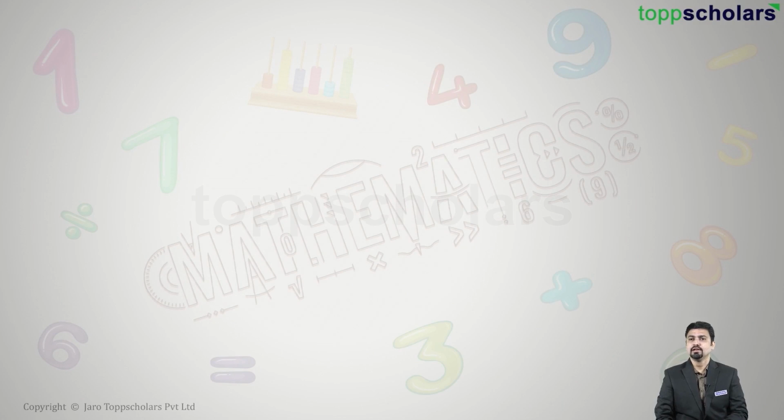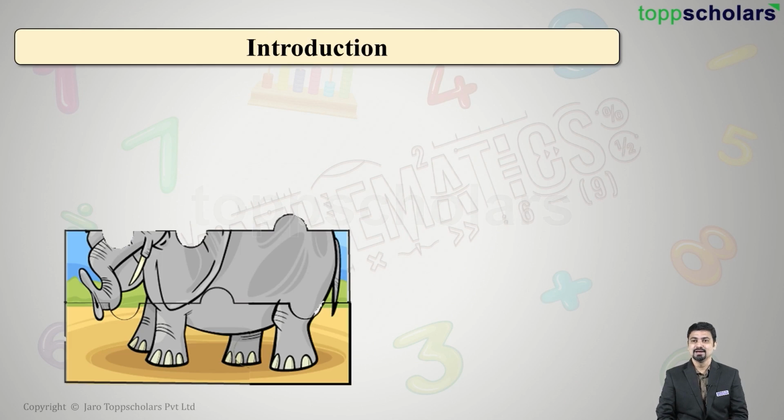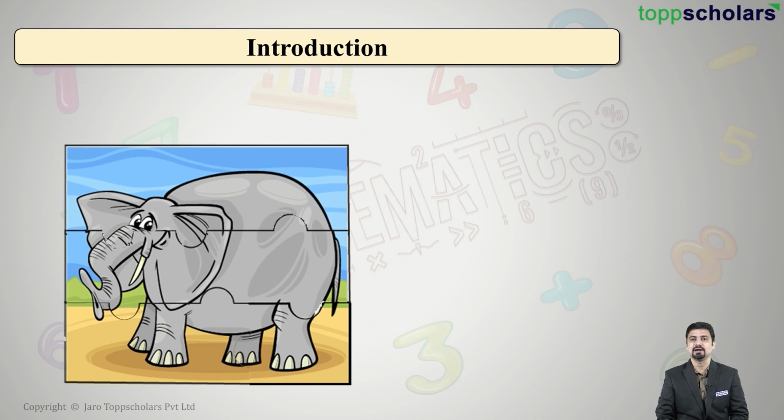Let us today learn about equivalent fractions. What do we see here? A part of elephant shown in puzzle form. But one part of the puzzle is missing. Here comes that missing part. How much was that one part out of total 3 parts? So I can say the missing part was 1 out of 3.